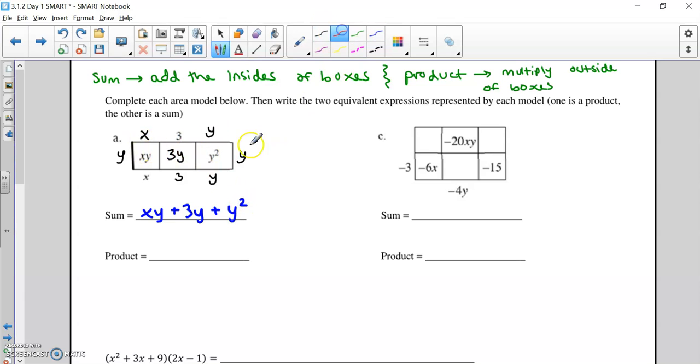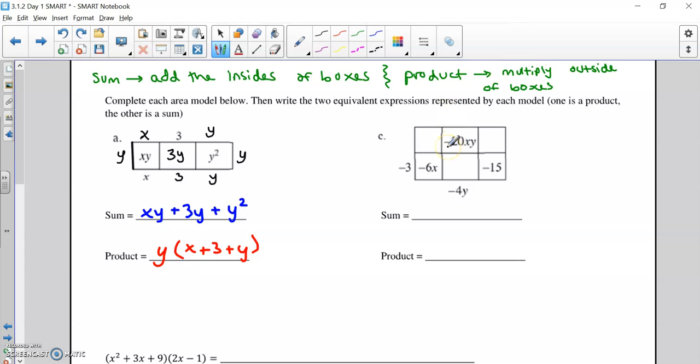The product is going to be the height and the base multiplied. So we know that the height is y, and then the other side, the base, is x plus 3 plus y. Okay, it's kind of like factoring, but in a kind of weird way. Right, and that's it for our sum and product for this problem. Let's try the next one. This one's even more fun.